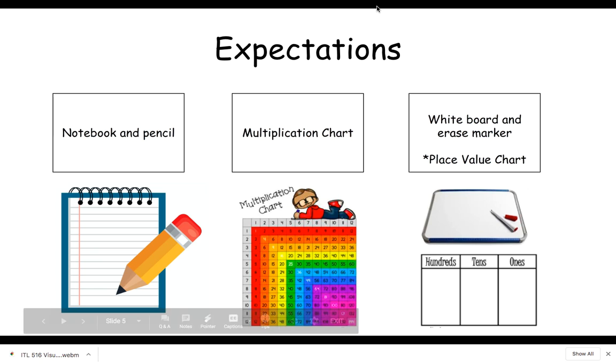Okay, expectations while you watch this video. You need to have your notebook and your pencil ready to write down any notes that will remind you of how to do these problems. You need your multiplication chart. If you still don't know your math facts by memory, take that out. It will make everything easier. And also you need your whiteboard and your erase markers so you can practice different problems. You may also take out your place value chart if you feel more comfortable using the discs that way. Remember, you can pause the video or go back and revisit any parts that you need to do again.